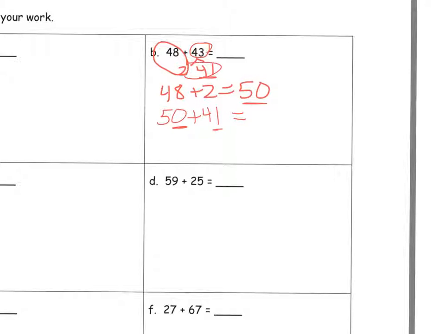0 ones and 1 one equals 1. And 4 tens and 5 tens is 9 tens or 90. So I'm left with 91 as my answer.